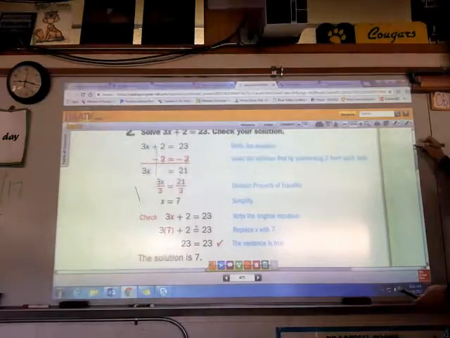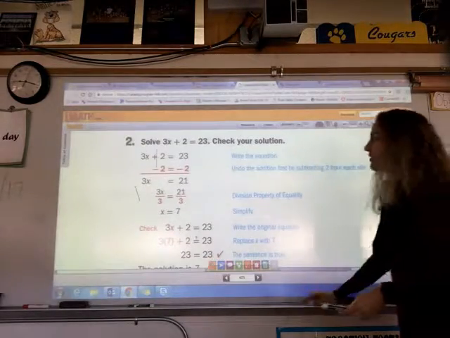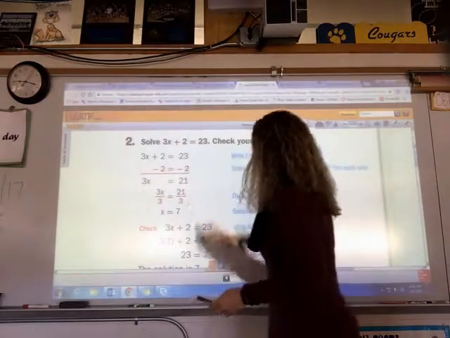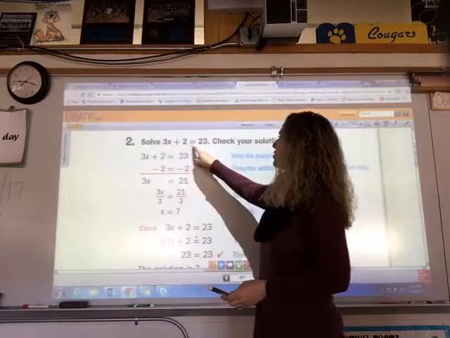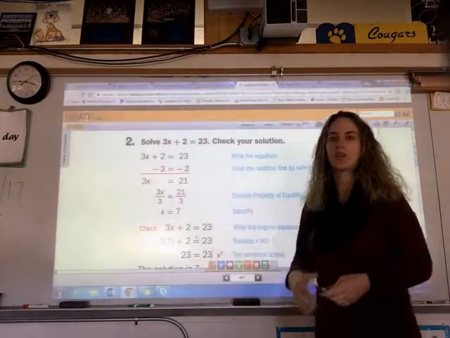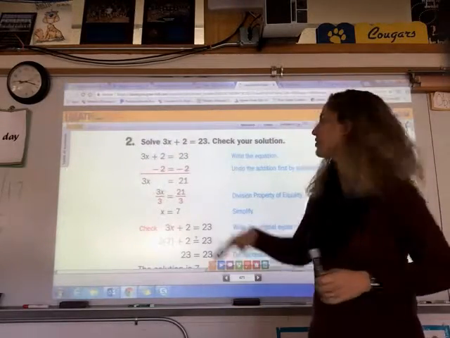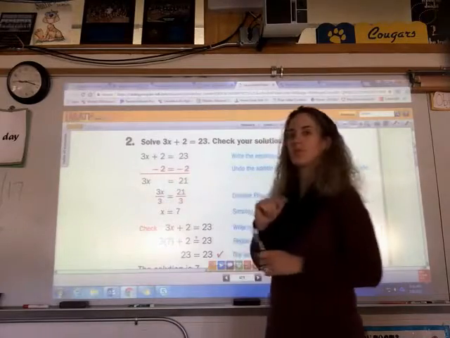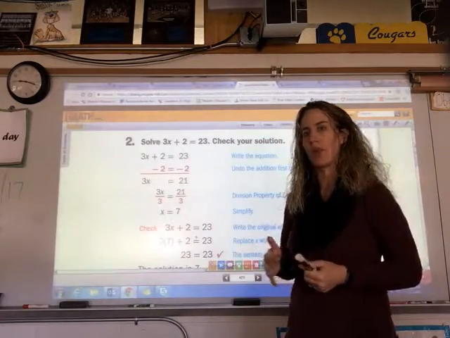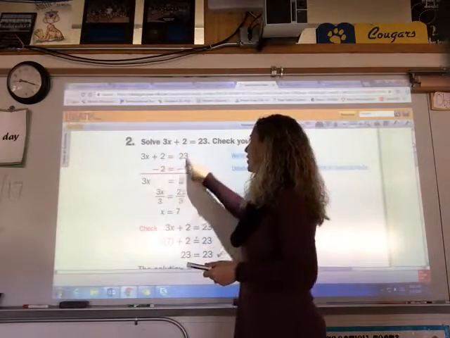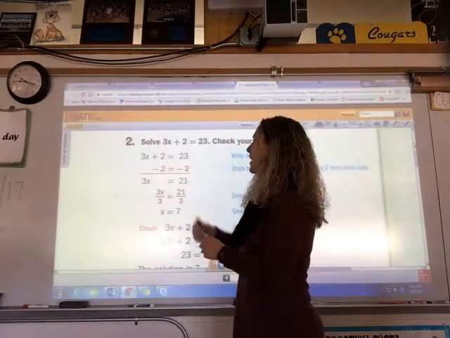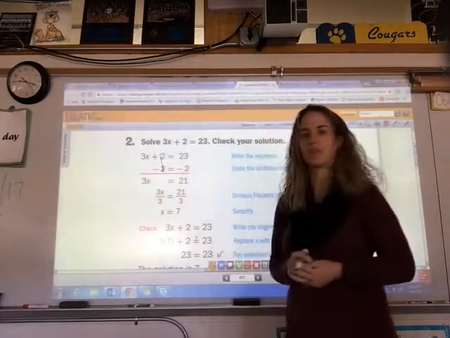Another example as we take a look at the top of page 471. Again, you're going to see here that they're taking 3x plus 2 equals 23. Again, you're going to work with your addition and subtraction first. So in this case, we're adding 2, which means the opposite of that would be to subtract 2. So I'm going to subtract 2 on both sides. So 2 minus 2, those are going to cancel out because that's 0.